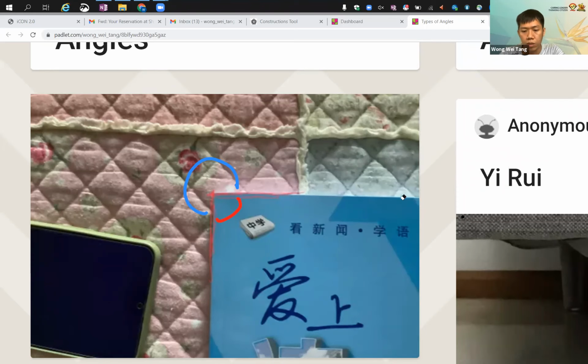Okay, let's take a look at the blue one first. Is the blue one less than 90? No, it looks way bigger than that. How about the red one? Does it look less than 90? It's 90. Yeah, most likely it's exactly 90.